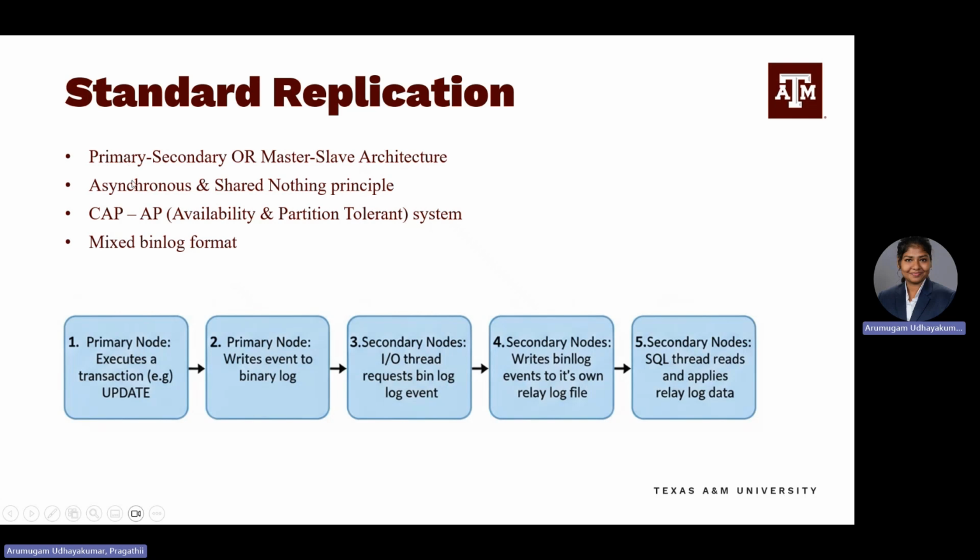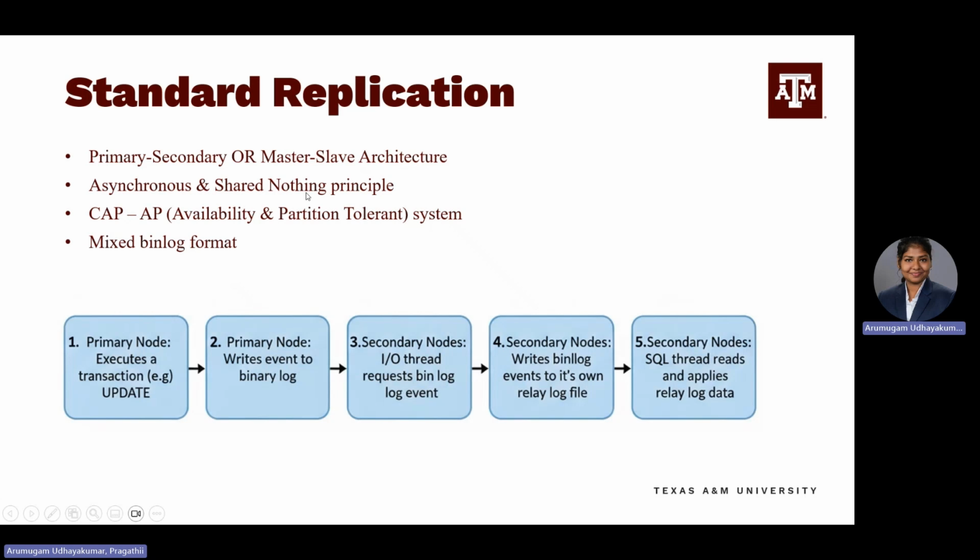In MariaDB, standard replication is an asynchronous master-slave setup where the primary server logs all the changes first, and then the changes are replicated in the secondary server later. So this is an asynchronous operation, which means the data replication doesn't happen instantly. First, the primary commits, and then the committed transaction is replicated in the secondary. And also, it follows the shared nothing principle.